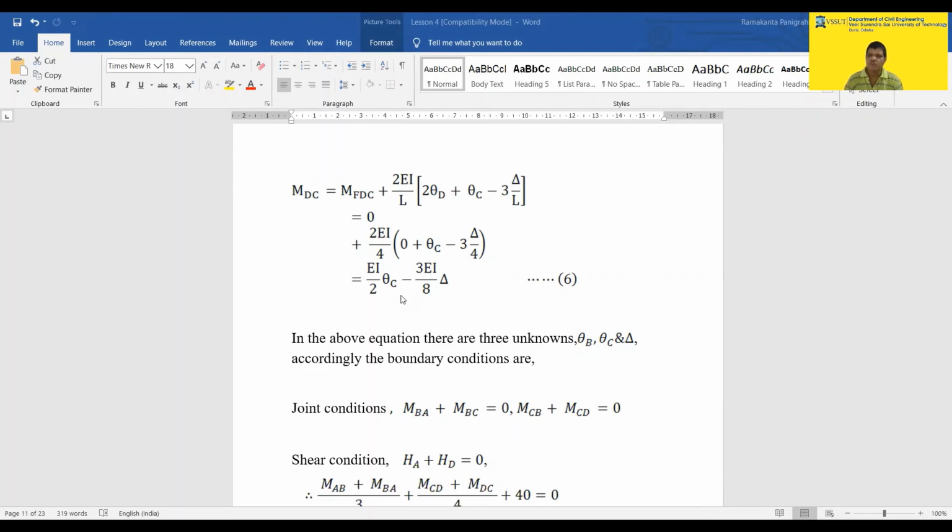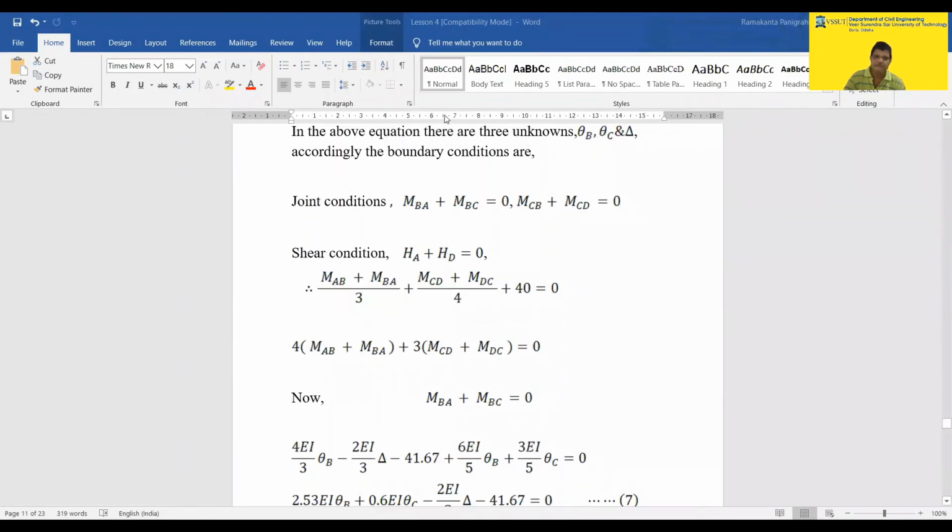Equations, now we will come to the joint equilibrium. Again, we will find the joint equilibrium at joint B and joint C. The net moment is 0, so MBA plus MBC is 0, and MCB plus MCD is equal to 0. So the standard equations we have to put here. Sigma MB is 0 at joint B, and sigma MC is 0 at joint C, and the third condition comes from your equation that HA plus HD is 0, because there is no load here.